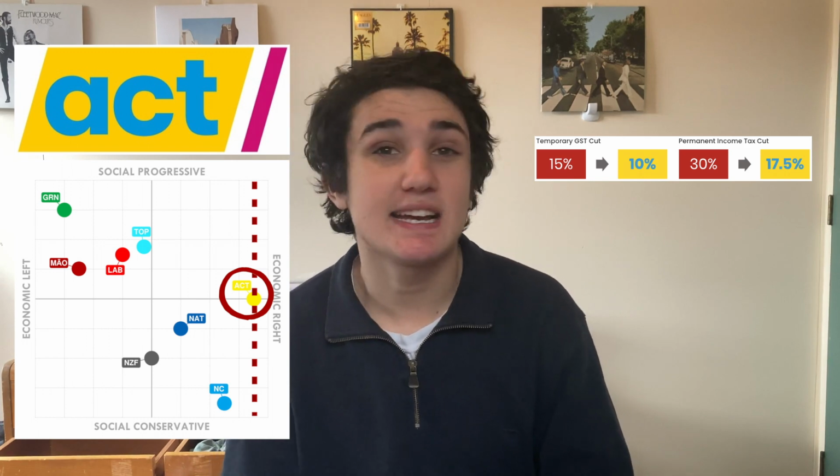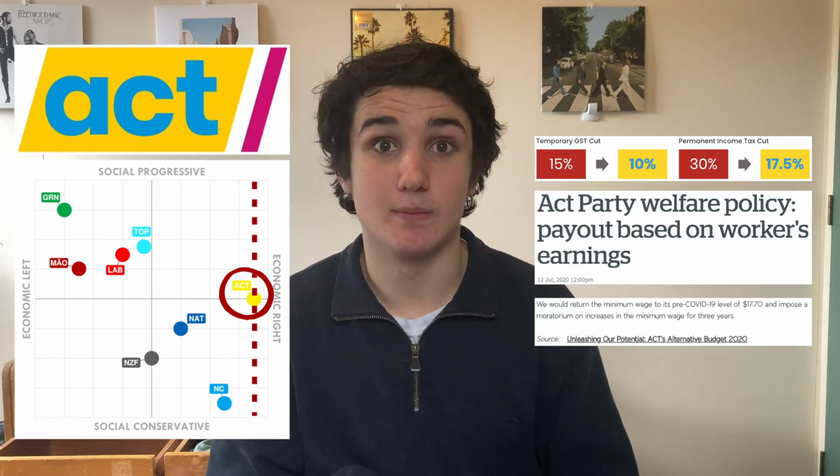Then we have the ACT Party, led by David Seymour. They follow the ideology of classical liberalism, which essentially believes that the government should try to stay out of people's lives as much as possible, both in economic and social issues. Economically, this puts them on the right. They support lowering income tax rates and GST, and they also want to cut benefits and freeze the minimum wage.